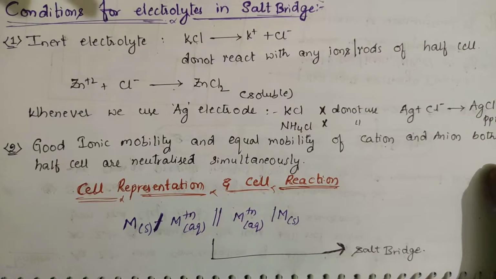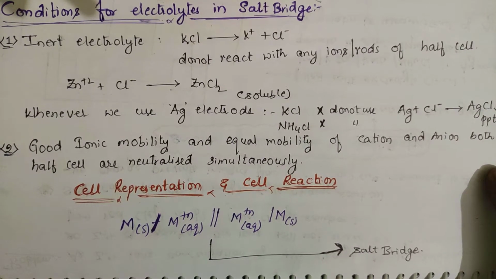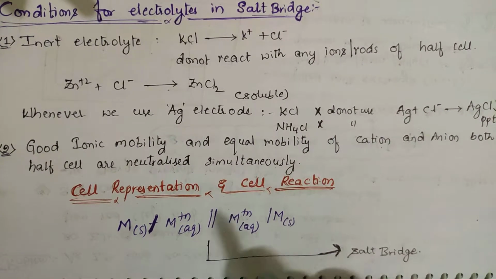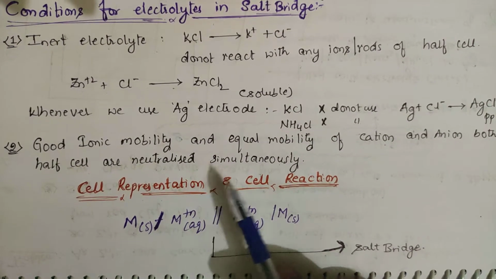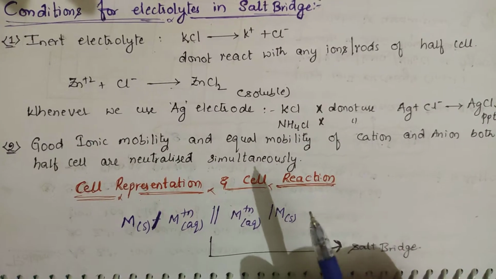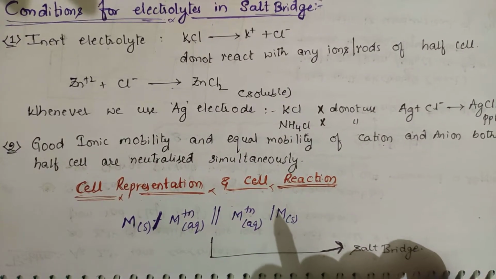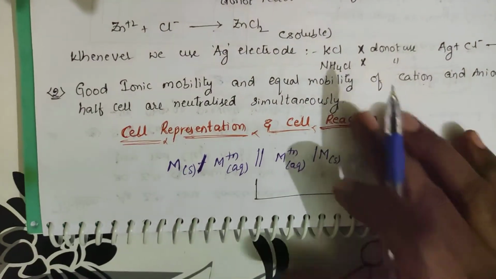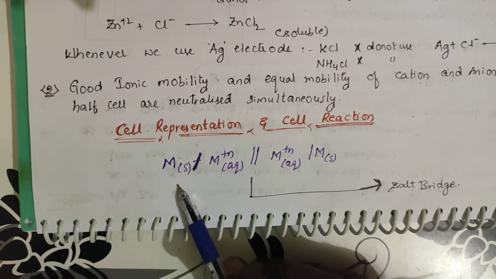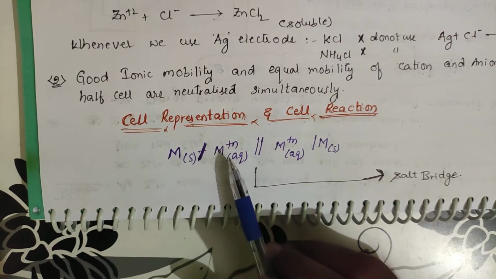Today in this lecture we are going to deal with the representation of a cell reaction, or cell representation. See how the cell reaction will occur and how it will be represented. This is a short way of notation of the entire cell. So here it is metal slash metal in the solution.